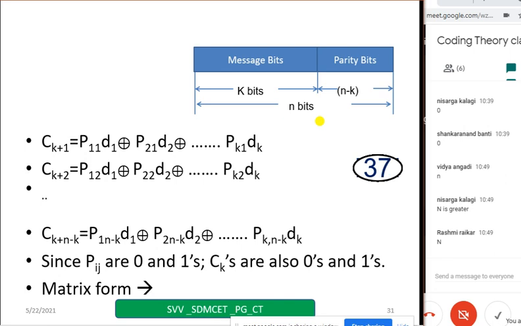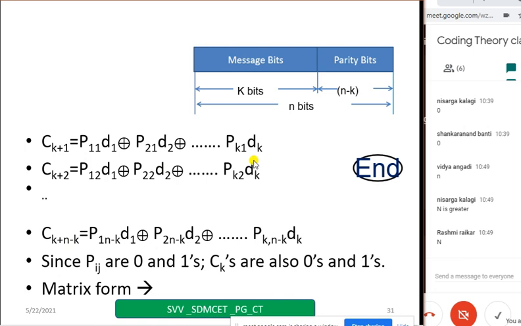You only have to note down: C(k+1) equals P11 D1 mod 2 addition, but it's an XOR only, P21 D2 XOR, up to Pk1 Dk. Similarly, C(k+2) equals P12 D1 mod 2 addition, P22 D2 mod 2 addition, continuing up to Pk2 Dk. So the last one should be C(n), since k plus n minus k cancels, the total number of bits should become n bits.